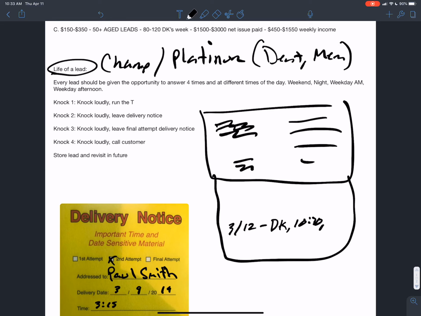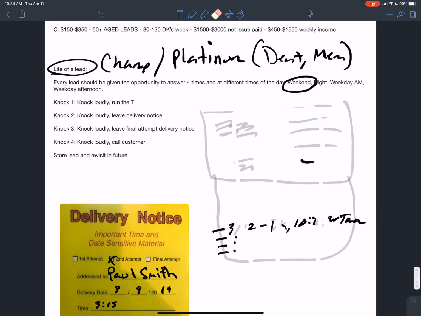This is just from me being an old school door knocker where I used to sell different products door to door. I'd also write like what car, I'd put like a white truck or something like that. I'll take these notes, and you better have 4 different times, 4 different notes of when you went to that house. Okay, you need to do it on a weekend. Every lead needs to be knocked at least 1 time on a weekend. Every single lead needs to be knocked on a night.